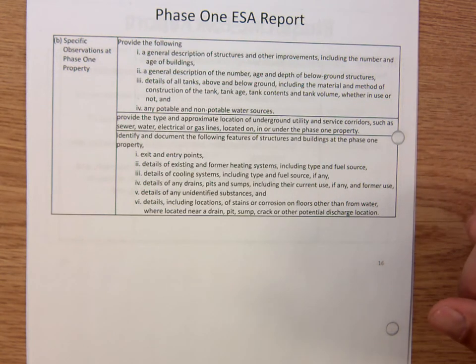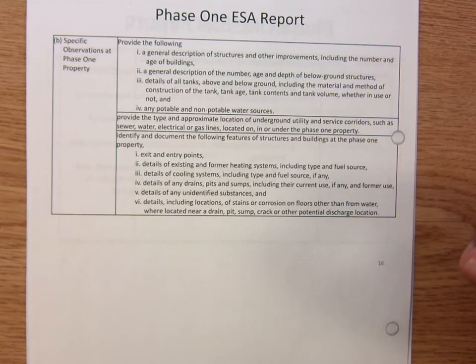Any potable or non-potable water sources should be recorded in your phase 1 environmental site assessment report. It means that if you have any lake, well, river, streams, you should actually include all of that in your report.